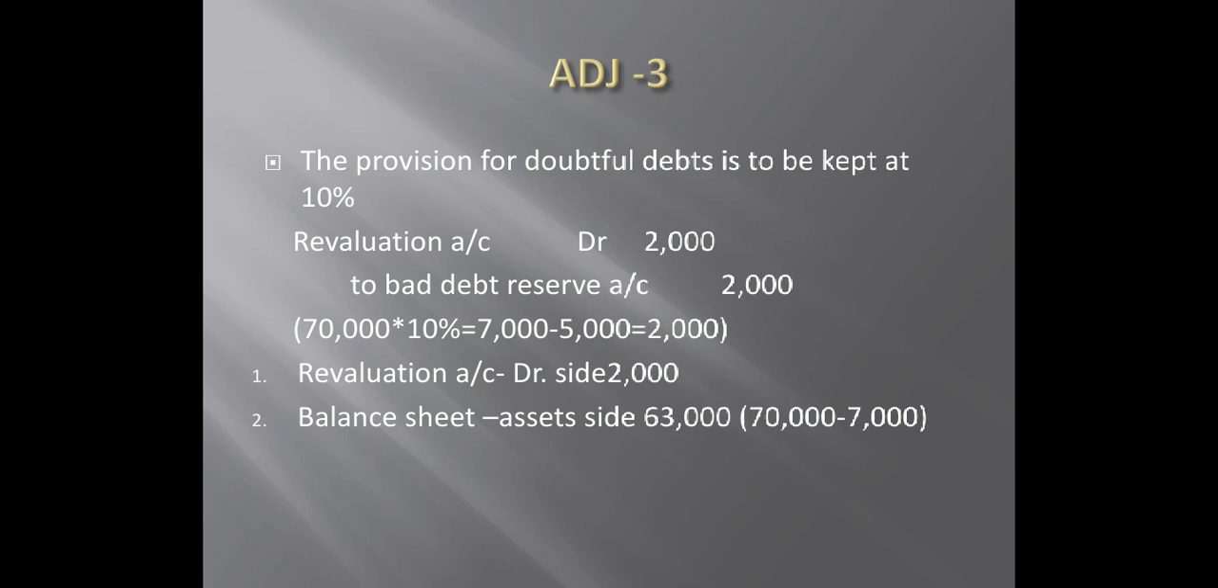Now talking about the amount. Where did 2000 come from? Now if you check your old balance sheet, you can see debtors here as 70,000, and you already have bad debt reserve as 5,000. And what does your adjustment say? That you are supposed to keep a bad debt reserve at 10% on debtors. So debtors are of rupees 70,000. 10% of 70,000 is 7,000.